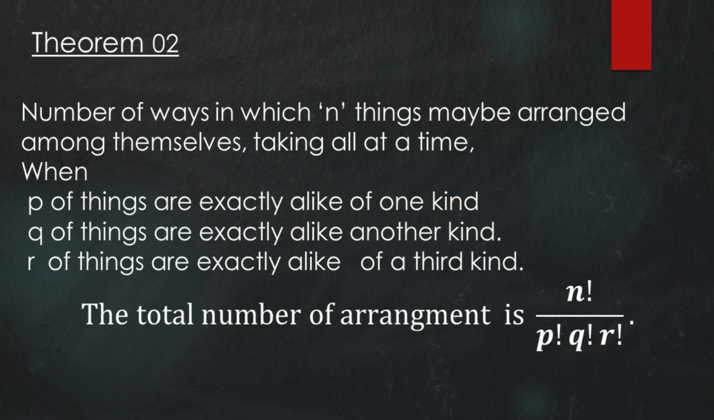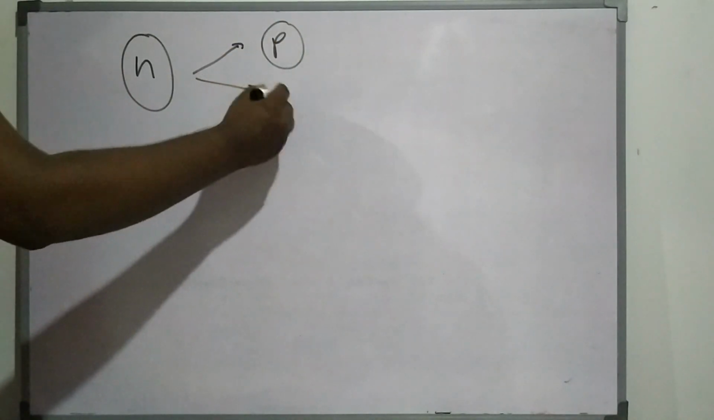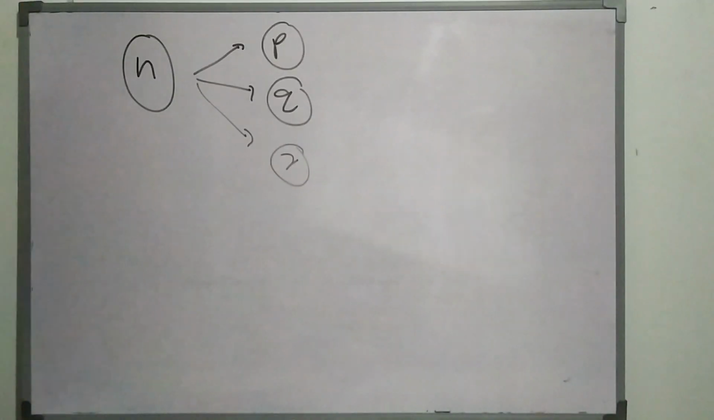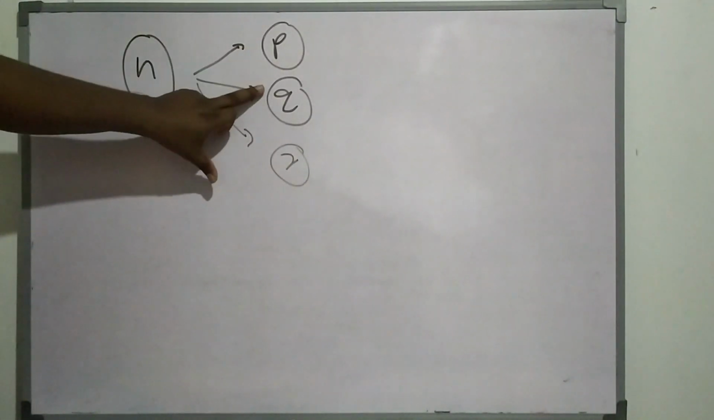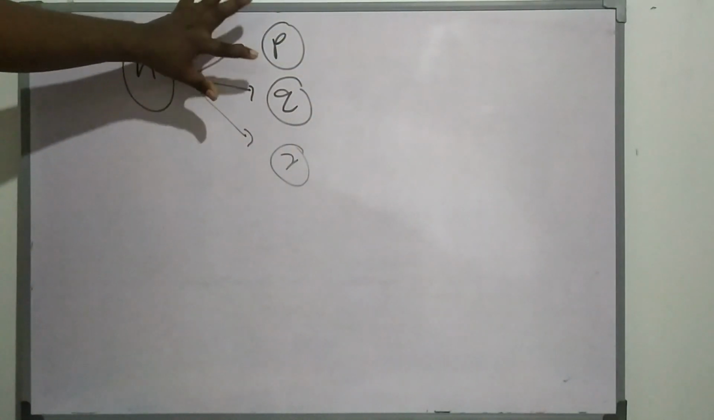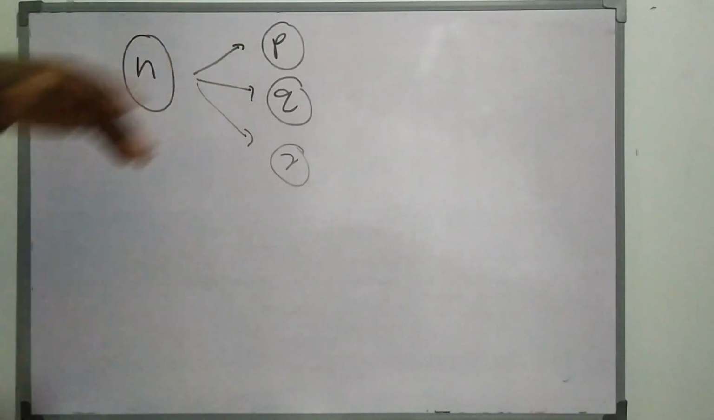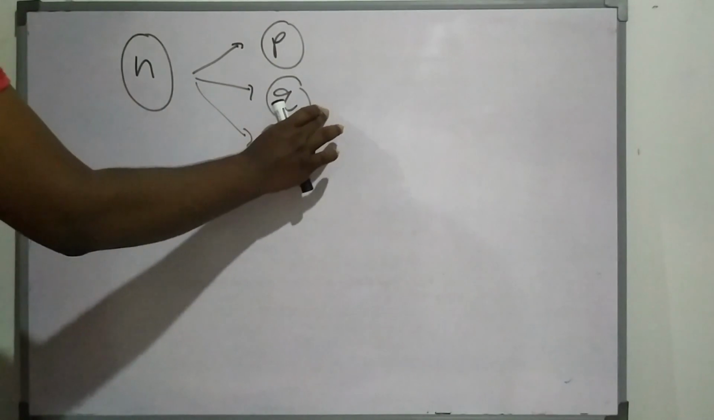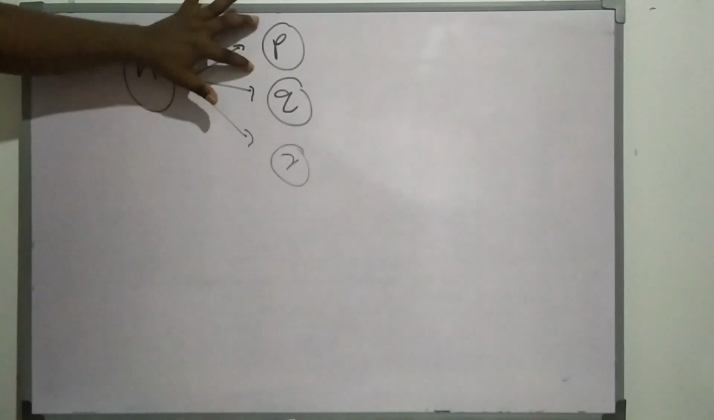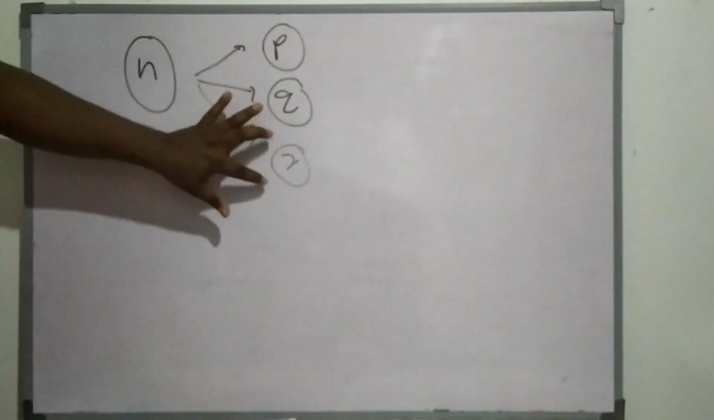Okay, let's move to theorem number 2. The number of ways in which n things may be arranged among themselves, taking all at a time, when p things are equal, right? We have n number of elements and p things are equal, and q things are of another kind, r things are of another type. Inside the p all are the same, inside the q all are the same. I told you about the same types, no? If we have same things, same copies, then we have to move to the second theorem.